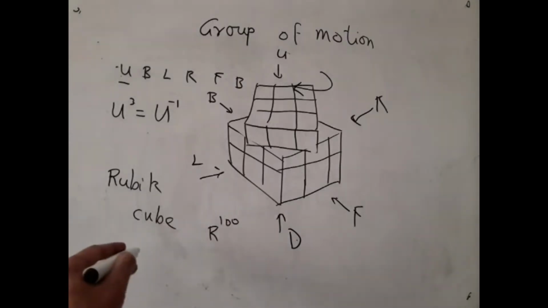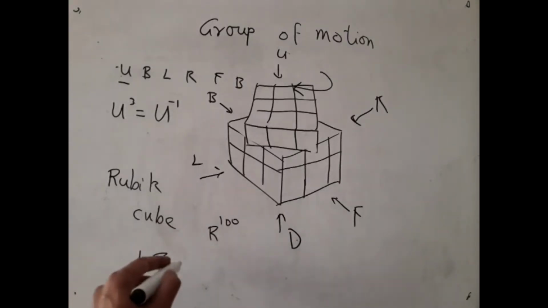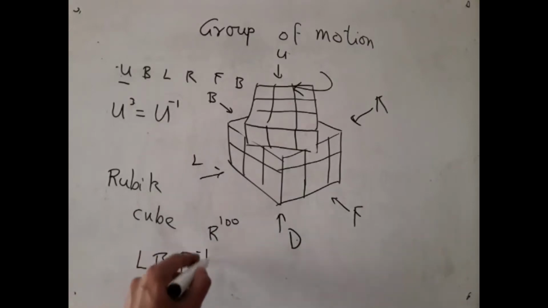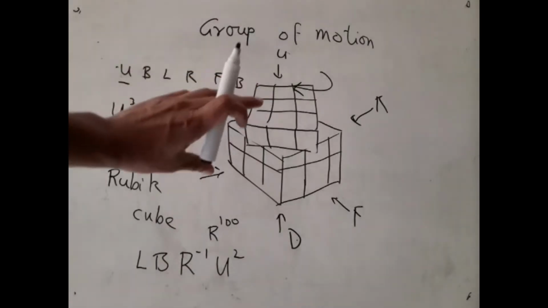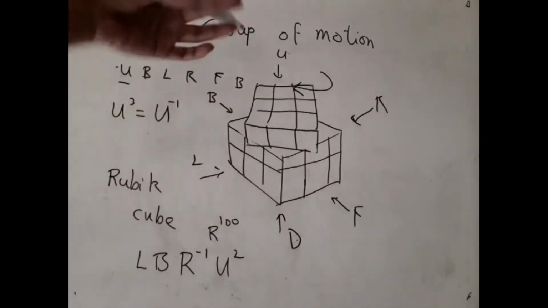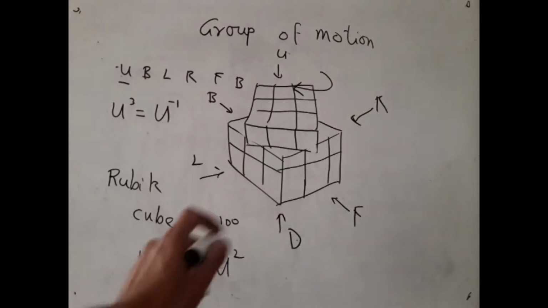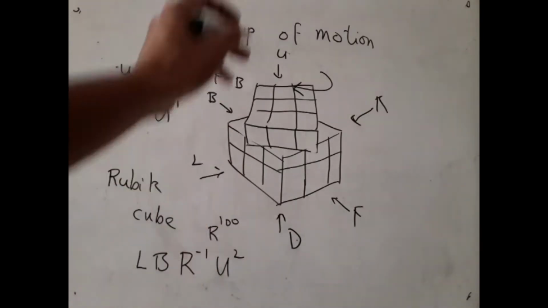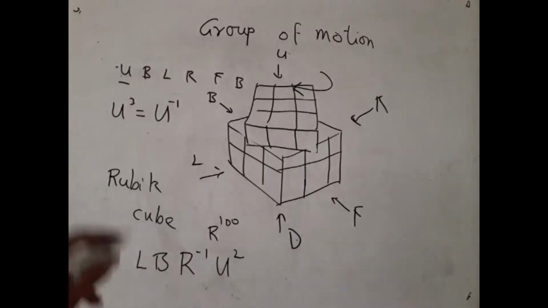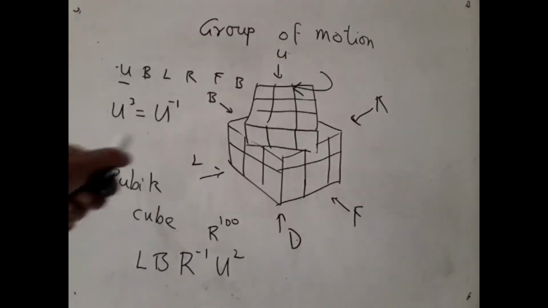For example, a typical move may be L, B, R inverse, U square, which means turn the left side once, then turn the back side once, then this right side in the opposite direction, and give a 180 degree turn to the top thing. So you can write things in this way. And you can easily understand that all these things will form a group. That is called the group of motion of the Rubik cube.